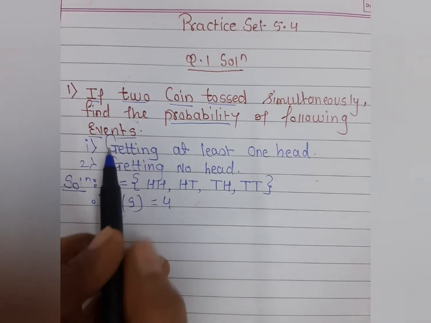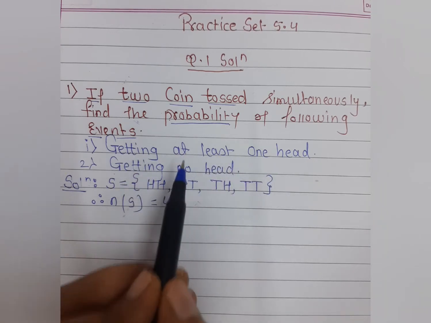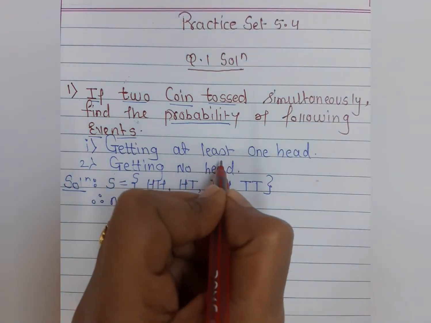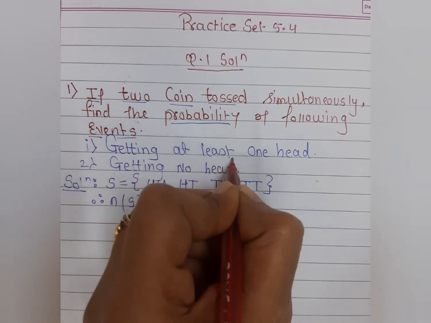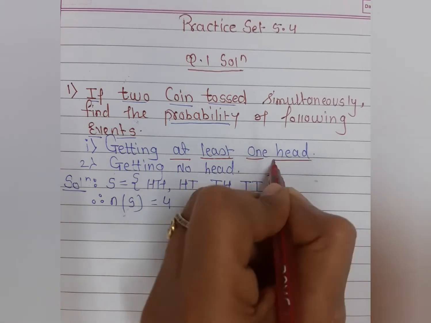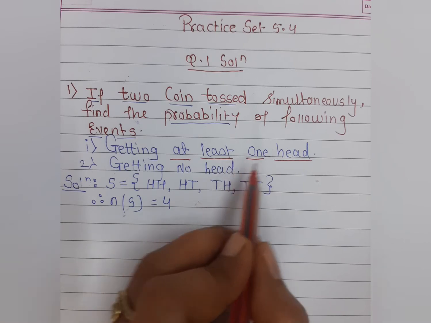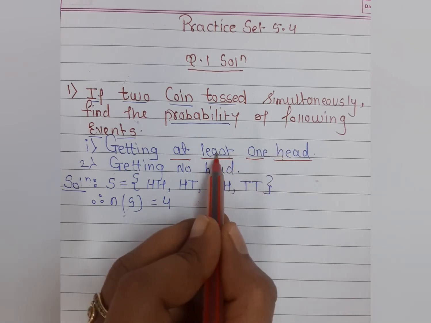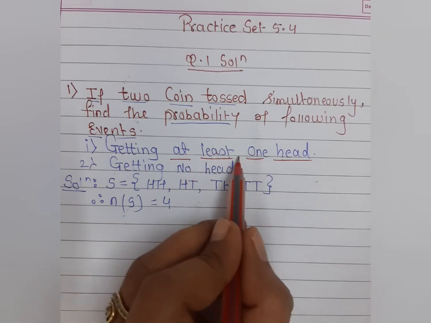After that students, we have the condition getting at least one head. So it means we have to find out at least one head present in the given condition. At least one head, it means students, when we have this type of condition, the head should be one or more than one. Yes, remember students, at least one head means the head should be one or more than one.